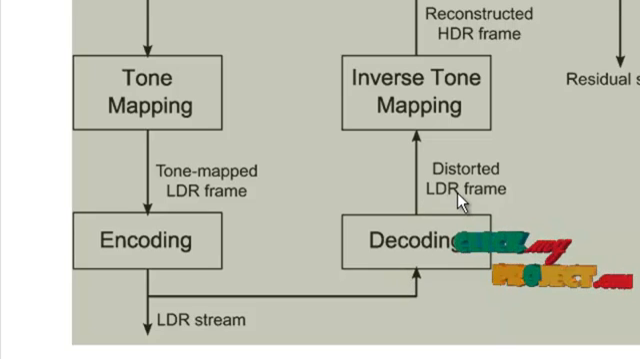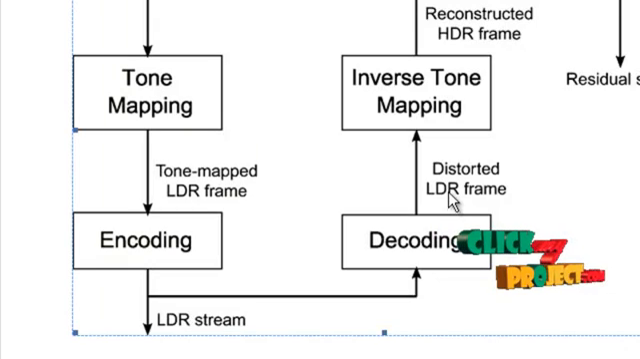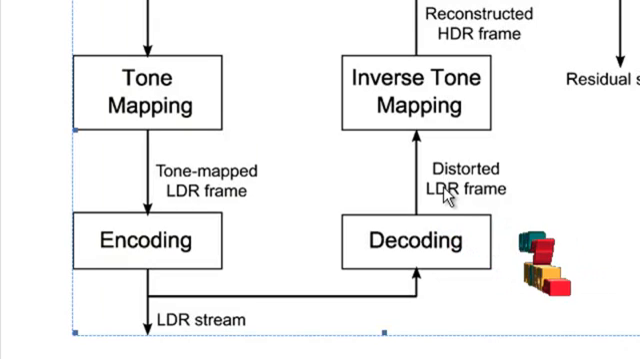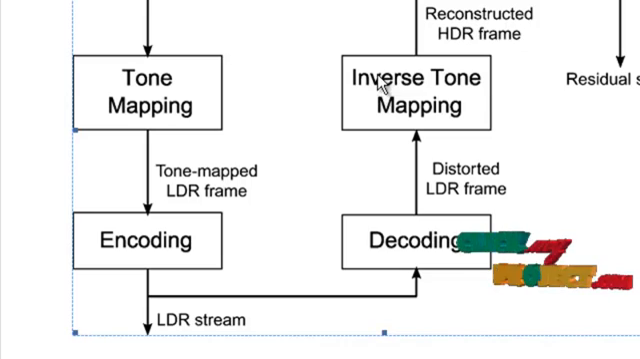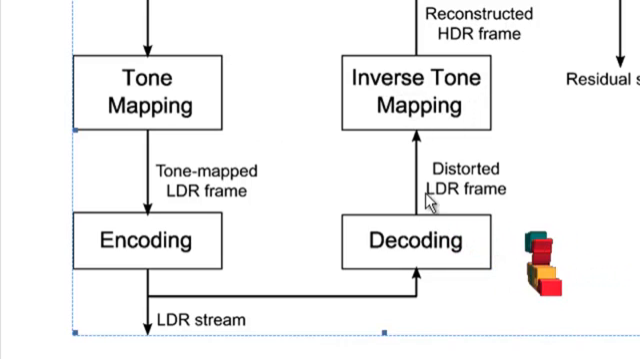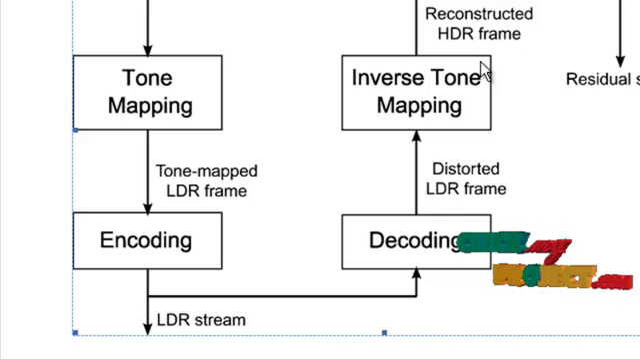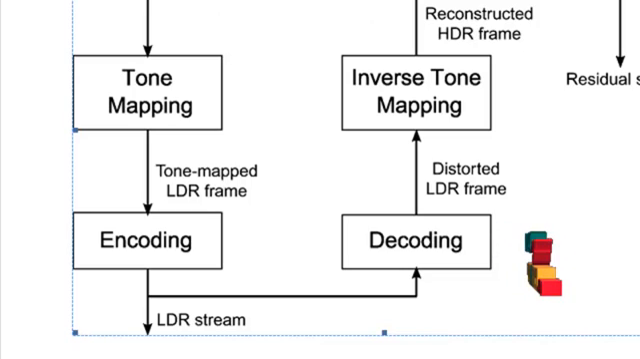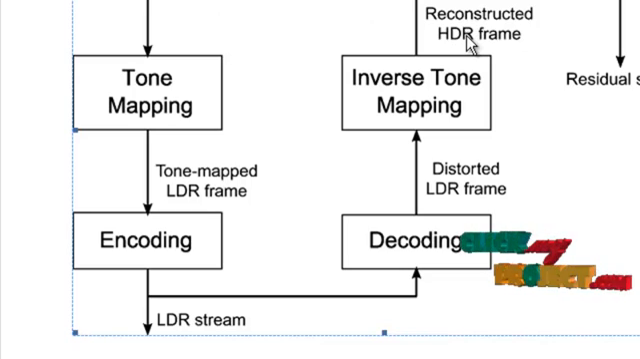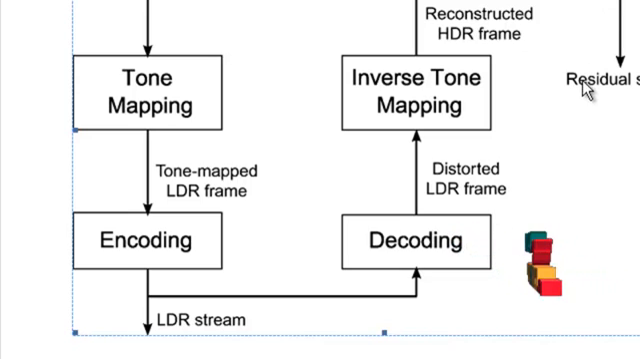So to get the original HDR quality, this distorted LDR frame has to be subjected to inverse tone mapping. In the inverse tone mapping procedure, the lost contents are retrieved and the reconstructed HDR frame is obtained. Again, you have to subtract this reconstructed HDR frame from the original HDR frame and subject it to encoding, and you will be getting a residual stream.